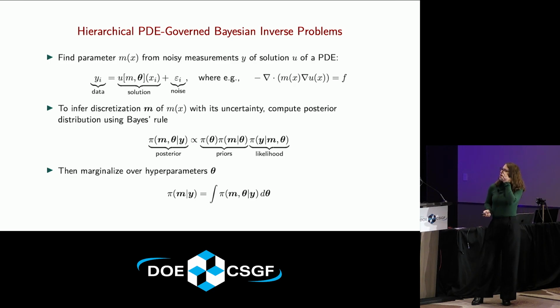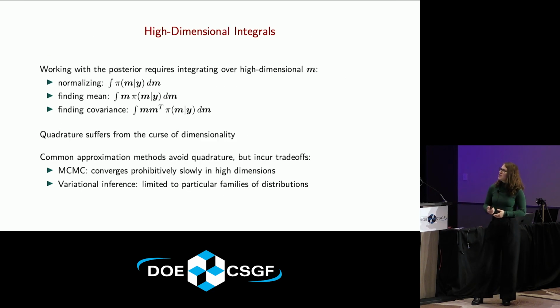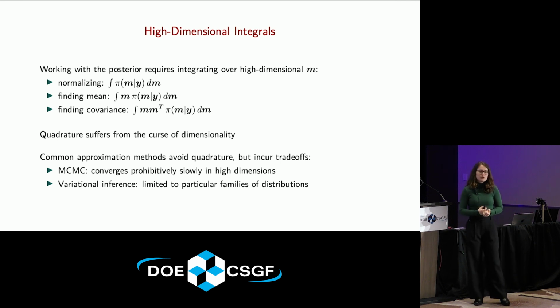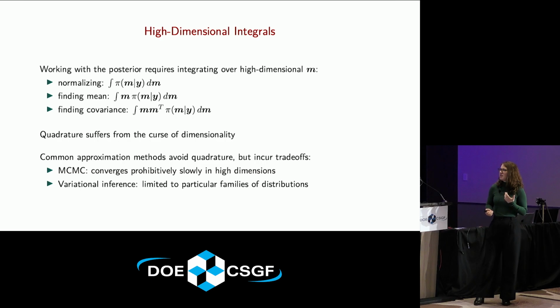All right, so Bayes' rule gives me this posterior, so what's hard about this? Really, the challenge is that anything I might want to do with that posterior requires integrating over m. And m is high dimensional. It's a function. I care about the discretization, so it can be arbitrarily high dimensional. If I want to normalize, if I want to find the mean, if I want to find the covariance, any of those are going to be integrals over m. The straightforward way to do this might be something like numerical quadrature, but obviously that will suffer from the curse of dimensionality. So if I choose a high level or a fine discretization, numerical quadrature will really struggle.